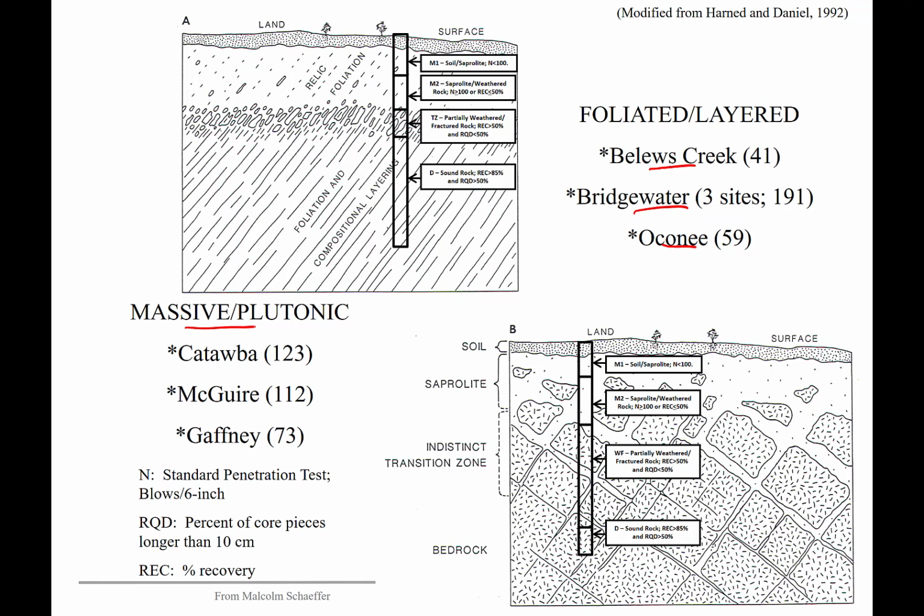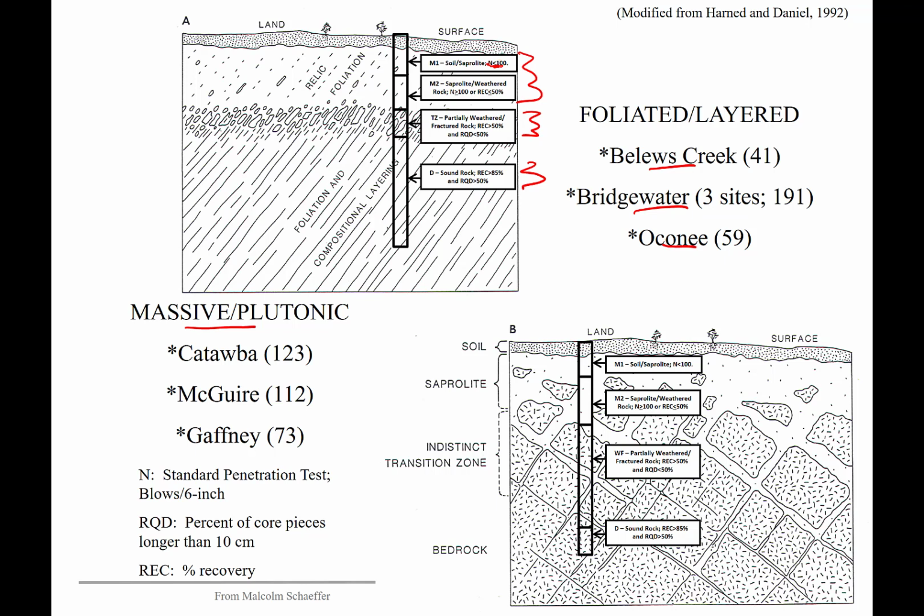And that scheme is shown here, where you can see we've got the M1 and M2. These are the two saprolite zones. Here's the transition zone, and this D is called sound rock. And the scheme that was developed makes use of this N value here. And the N value is the number of blows that it takes to drive a sampling hammer 6 inches. This is called the standard penetration test.